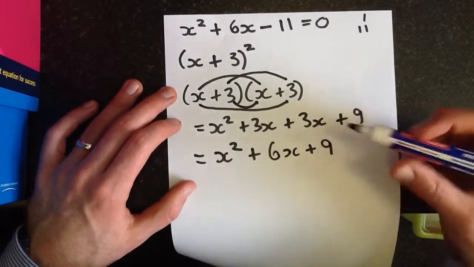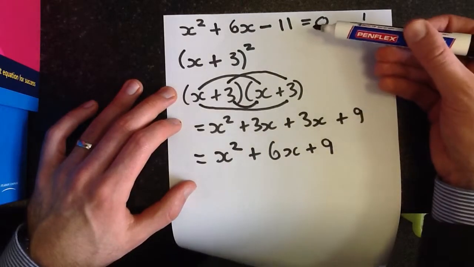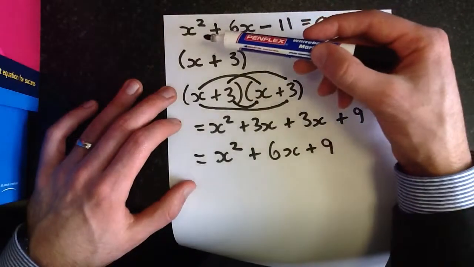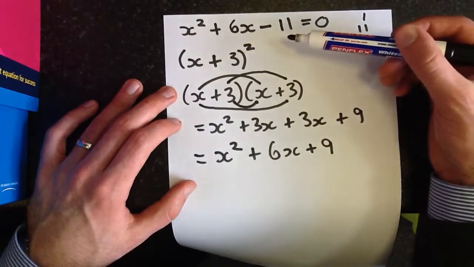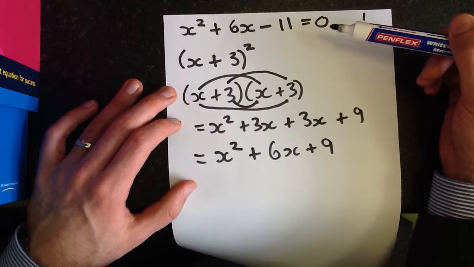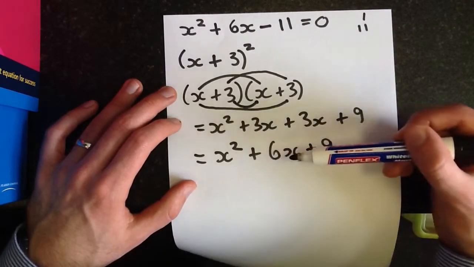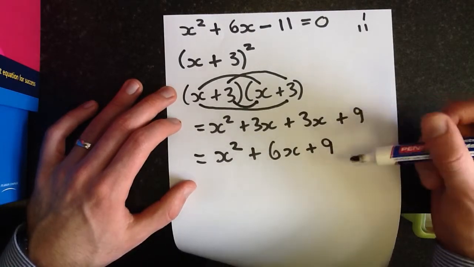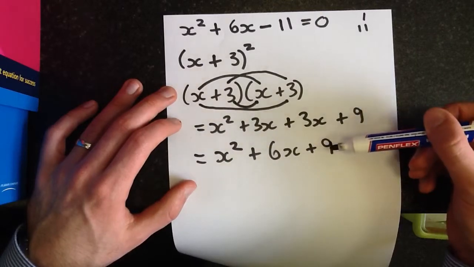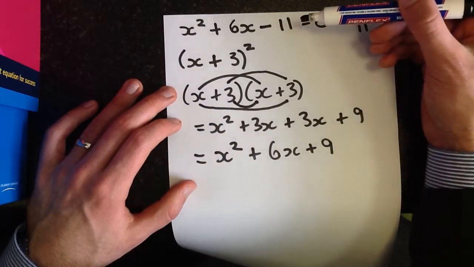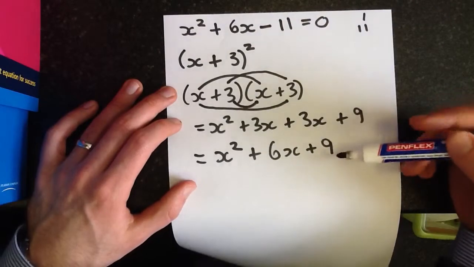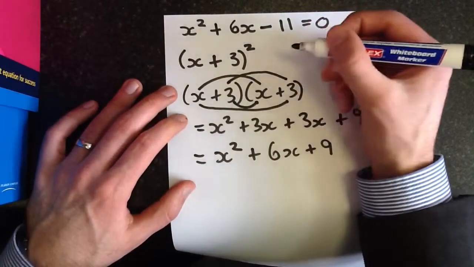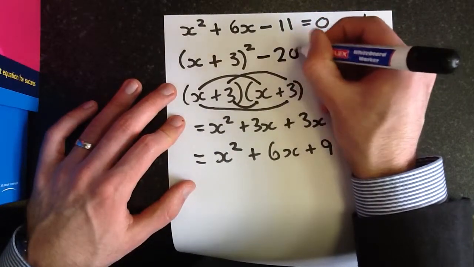What I need to do now is compare this line to this line at the top. Now, we want x squared add 6x minus 11 equals 0. What we've got is x squared add 6x add 9. I need to work out what I need to do to go from 9 to get to minus 11. So imagine if you were looking at a number line, if you were at 9 and you needed to get to minus 11, you would take away 20, and I'm going to write that here.